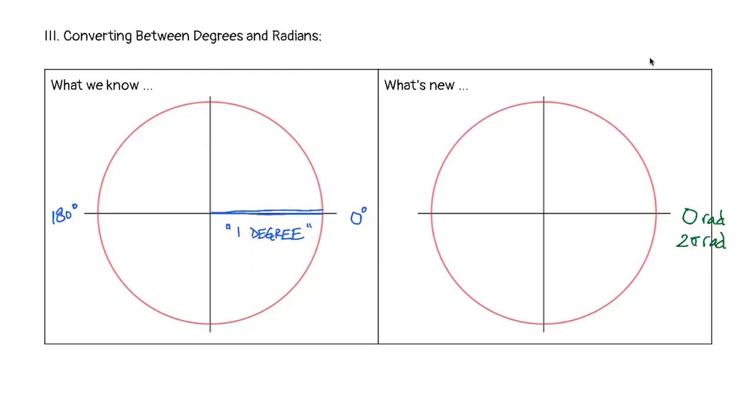Well, how big is the angle in radians if I go halfway around my unit circle? We know it's 180 degrees. How many radians is it? Yeah, exactly, Isis. It's not 2 pi, but it's half of that, 1 pi, okay?